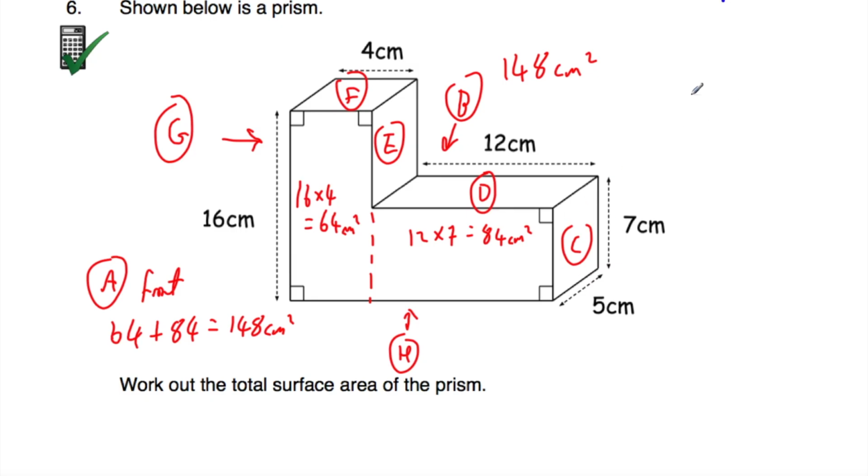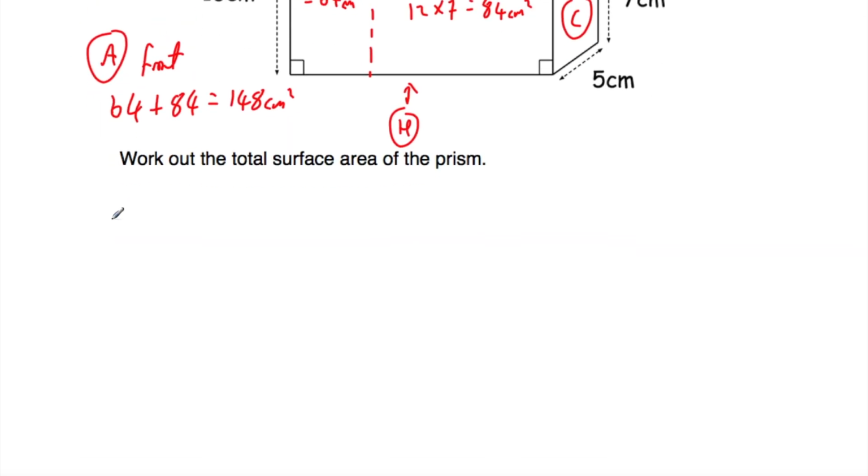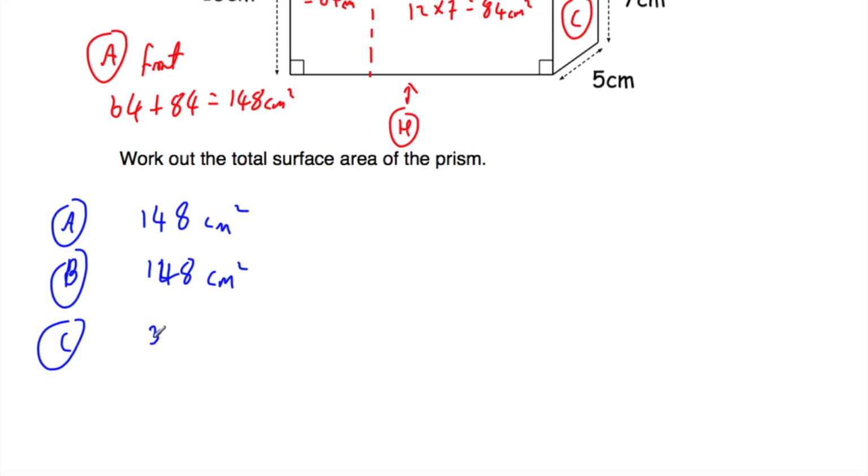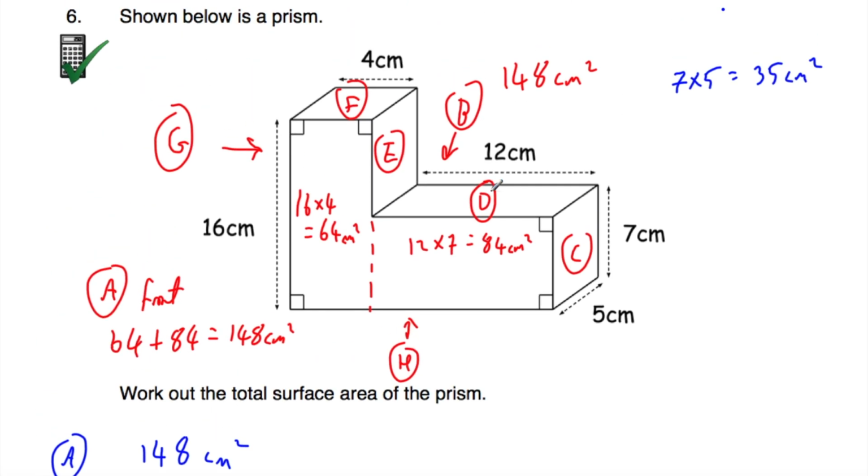Okay, now let's have a look at the other faces. Now let's have a look at C. In terms of C, it's a rectangle with a width of 5 and a height of 7. And 7 times 5 is equal to 35 centimeters squared. I'm just going to write these in a list here. A has an area of 148. B has an area of 148. C has an area of 35 centimeters squared. So we've got the area of 3 faces so far. D, well again, D is a rectangle. The length of the rectangle is 12, the width of it is 5, and 12 times 5 is equal to 60.